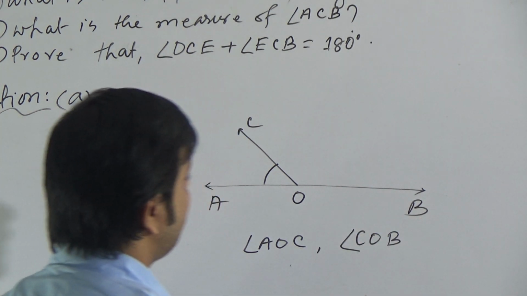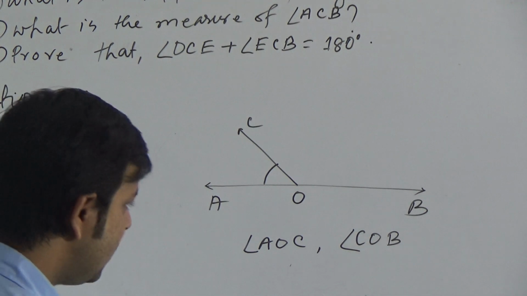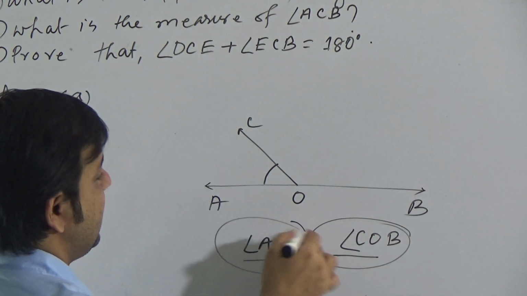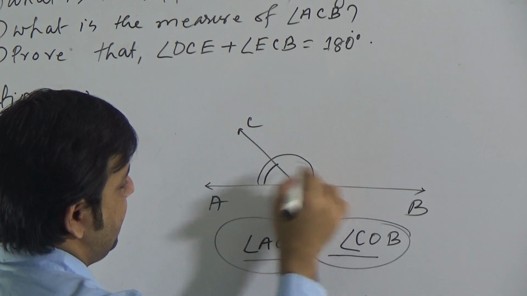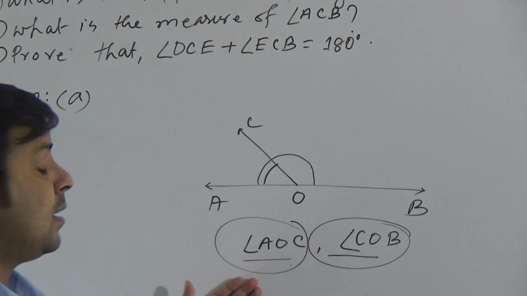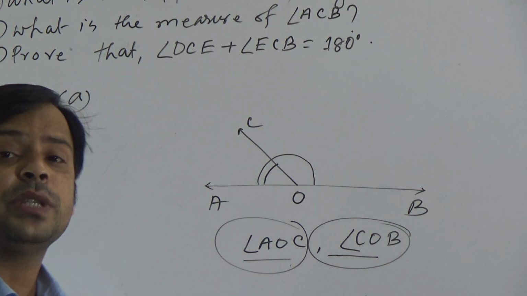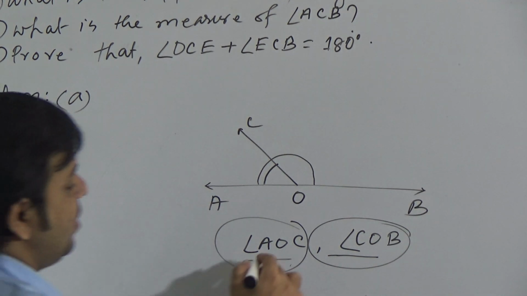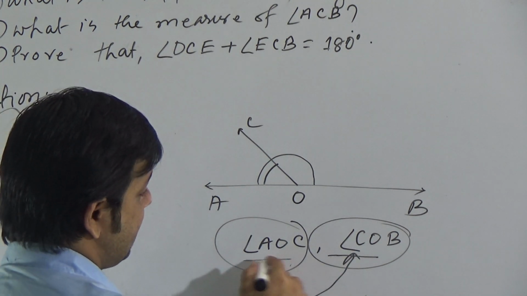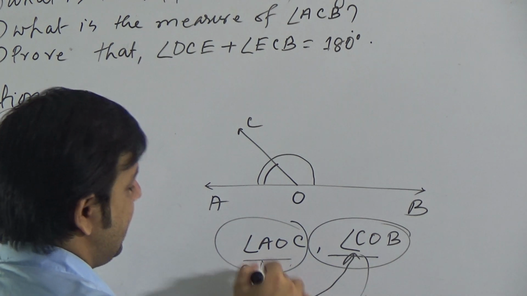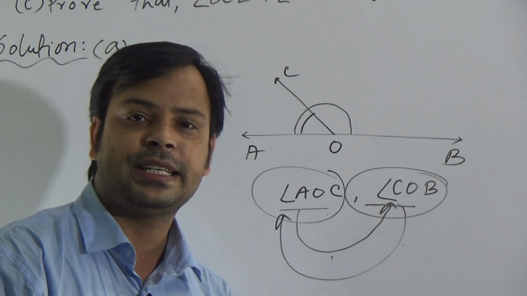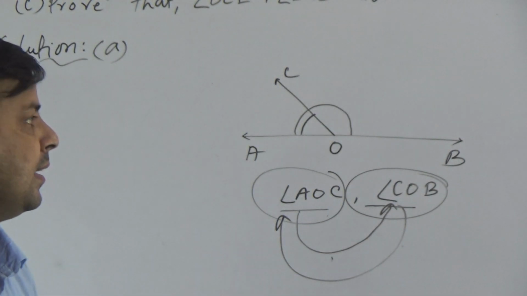COB or angle BOC. Dear students, you know that if the sum of two angles is 180 degree, means one straight angle, the angles are said to be supplementary to each other. It means that angle AOC is the supplementary angle of COB, and conversely we can say angle COB is the supplementary angle of AOC, as their sum is 180 degree or one straight angle.